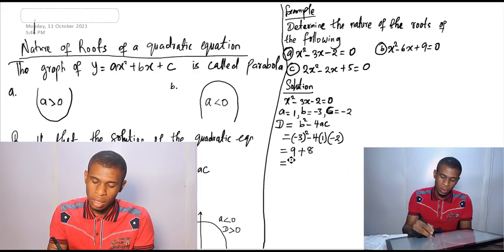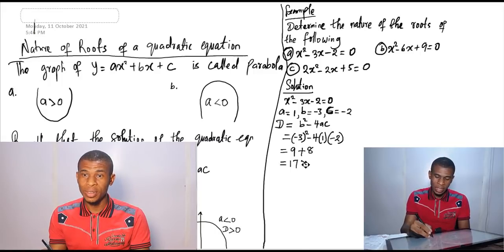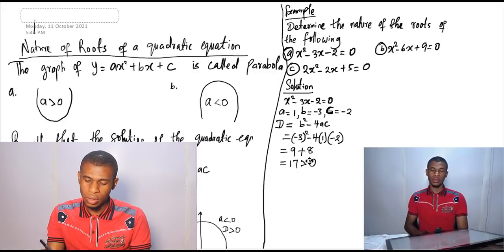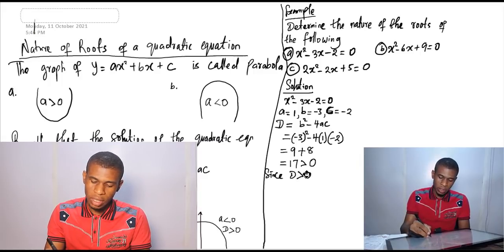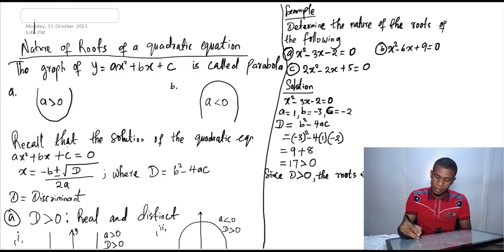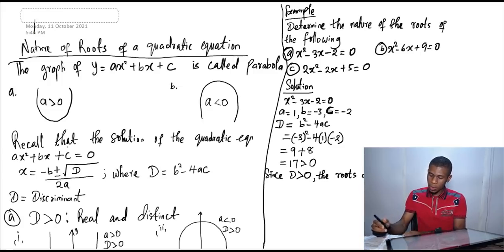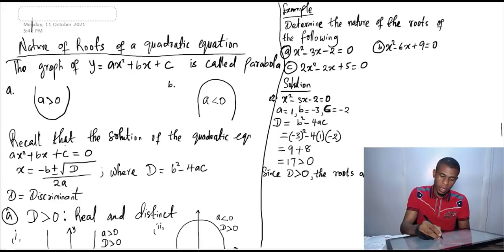9 plus 8 is 17. Is 17 greater than 0 or less than 0? Greater than 0. What will be your conclusion? Since D is greater than 0, the roots are real and distinct. This is for A.